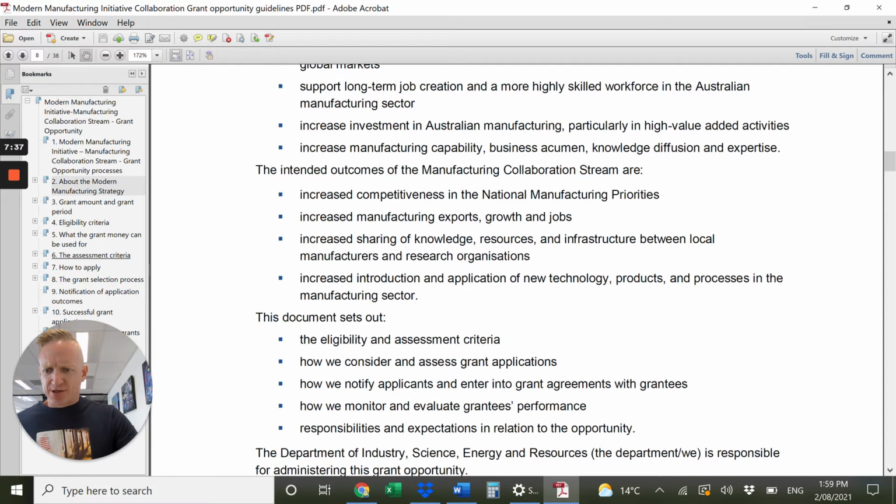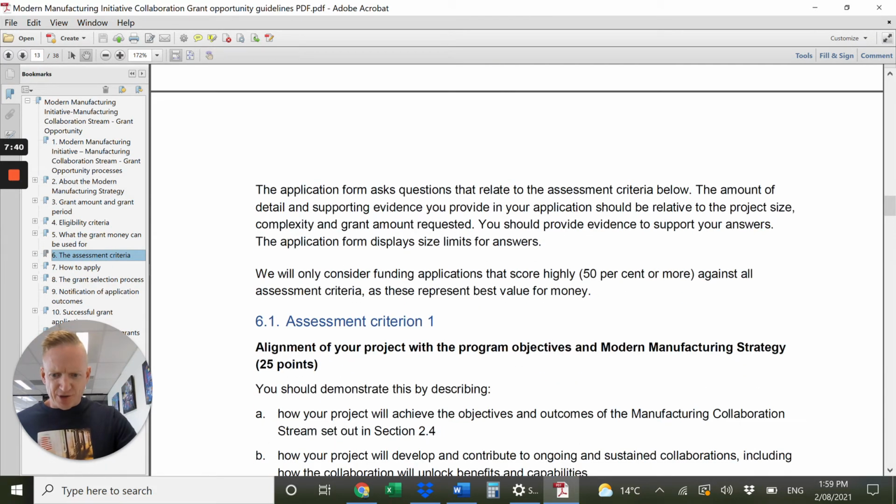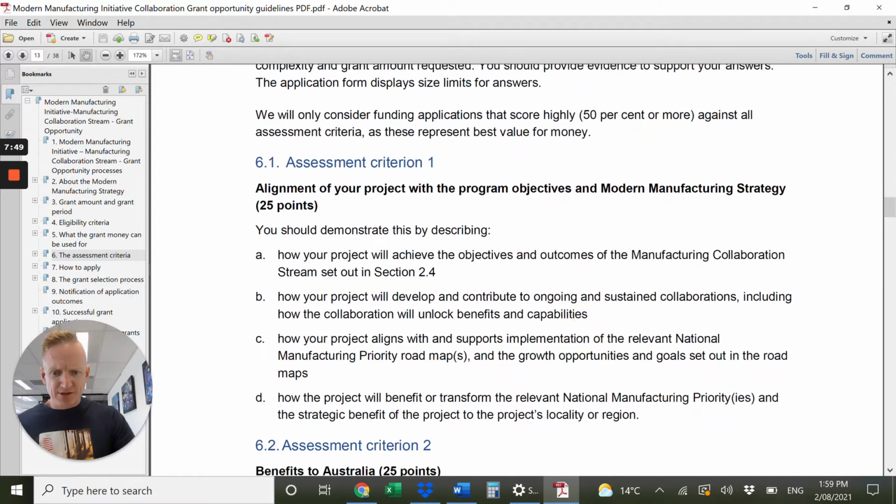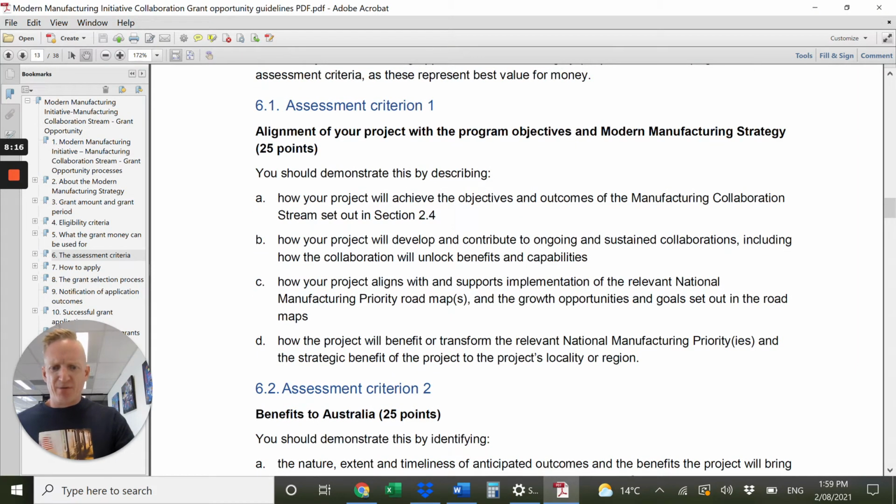So then we go back to the assessment criteria. So that should be the majority of section 1. So back to part B, how will your project develop and contribute to ongoing sustained collaborations, including how the collaboration will unlock benefits and capabilities. So how are you going to continue once this project is complete? Are you going to be meeting monthly? Every 6 months you'll go and visit a manufacturing facility and analyze problems together or learn from each other. That's what they want to see in this section here. And then unlocking the benefits and capabilities. So really everyone improves together and benefits from this network.